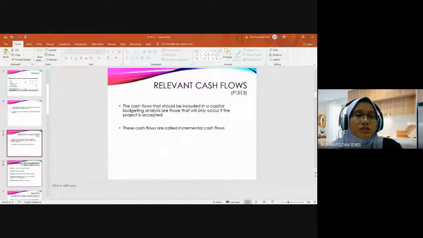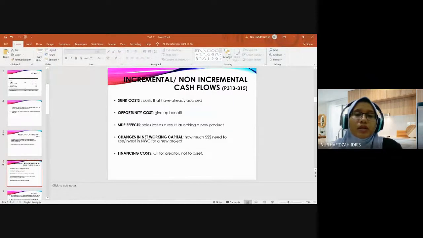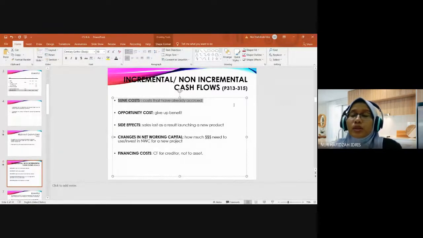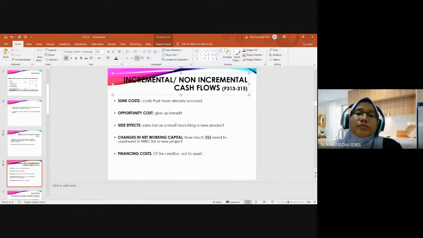Okay, so this is an example of non-incremental, for example sunk cost. Sunk cost that have already occurred. Cost that have already occurred in your company, for example rental and advertising. Whether you buy that machine or not, every month or every year, there is a cost for the advertising fee. So that is not counted as incremental. So that kind of cost we consider as non-incremental cash flow.